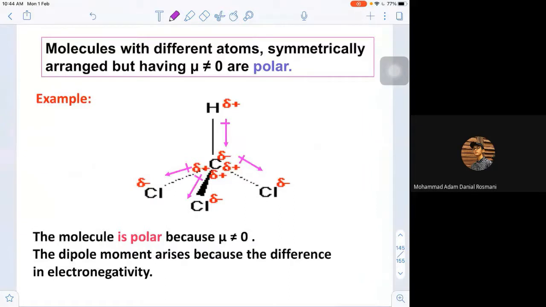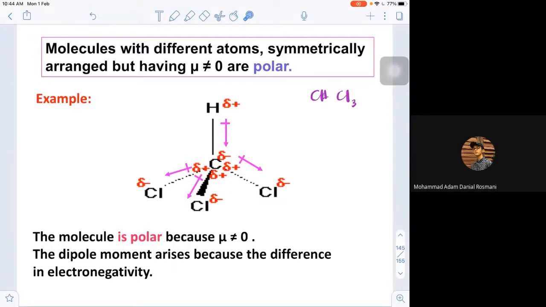Let's look at this example. We have CHCl3, arranged in a tetrahedral shape. We have a terminal hydrogen, chlorine, chlorine, and chlorine. The bonds are all polar. Hydrogen, carbon: be careful when you determine the polarity of the bond. Carbon is more electronegative, so the bond polarity here will be towards carbon. Carbon, chlorine: yes, chlorine is more electronegative, so polarity is towards chlorine, chlorine, chlorine.